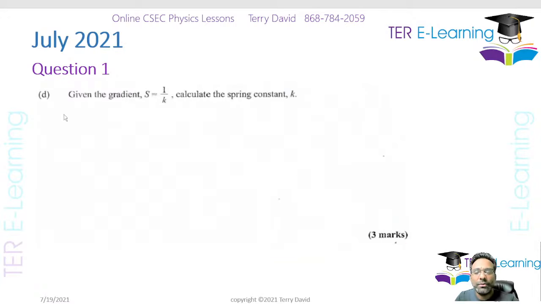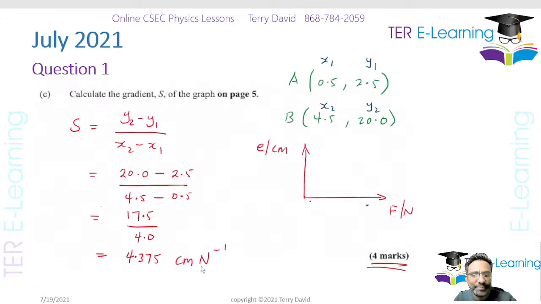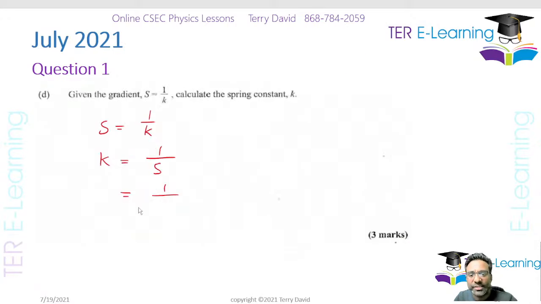The next part now, they said calculate the spring constant. So this is what they gave us here. They said S is equal to 1 over K, and they want us to find K. Now if I rearrange this formula, K is actually equal to 1 over my slope, or 1 over my gradient. So therefore, all I need to do is to take 1 divided by my answer I just got, 4.375, and I'm going to get my spring constant here.